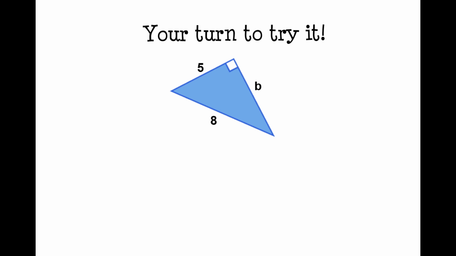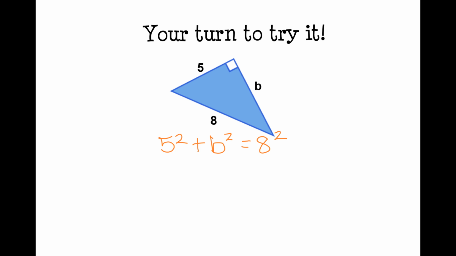First step you want to do is insert the information that you know. I know one of the legs. One of the legs is 5. I'm missing the B, so the other leg. I know that 8 is the hypotenuse because it's the longest side and it's opposite of the right angle.